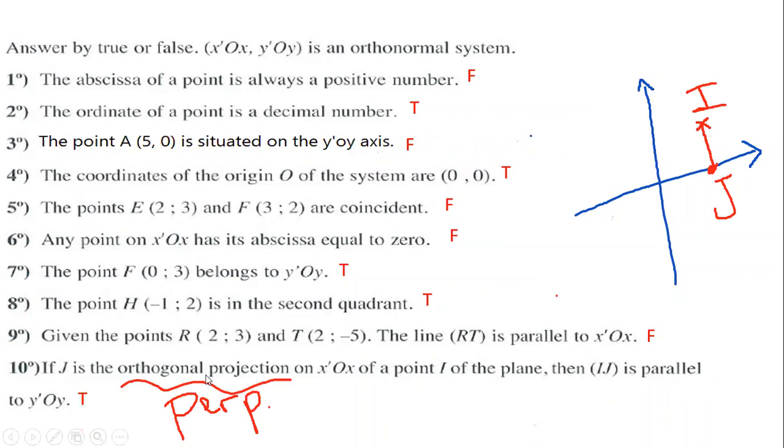So orthogonal projection means perpendicular. I draw a perpendicular line from the point either to x prime or x, depending on what is asked of me. Here it asked me for orthogonal projection on x prime or x. So I draw a perpendicular line from the point to x prime or x. The line that comes out is parallel to y prime or y, so this is true. So this was our third question. Now let us move to the next question.